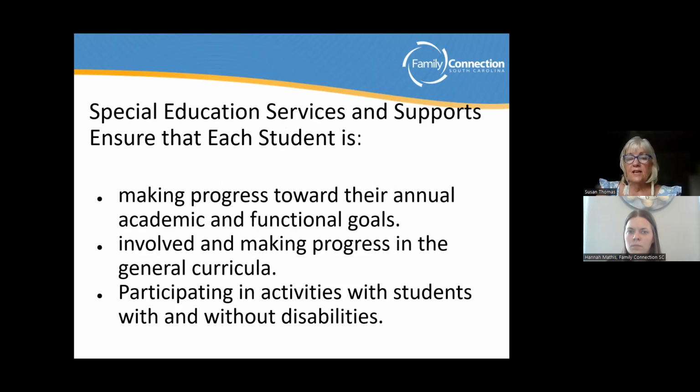Remember that special education services and supports, this is from the law, have three biggies. They ensure that each student is making progress toward their annual academic and functional goals. They have to be progressing on their goals. They're involved and making progress in the general curricula. It doesn't say in the general classroom, it says in the general curricula. So sometimes students might be working below the standards levels, but they're progressing in that general curricula. And then they're participating with students with and without disabilities in academic and non-academic areas. Those are the things that special ed does.